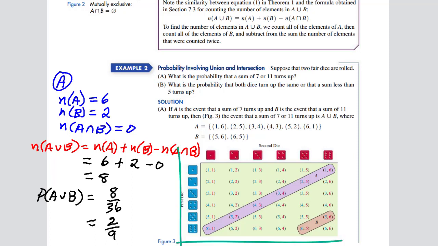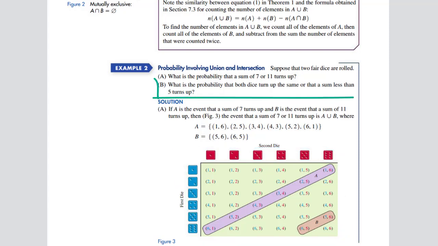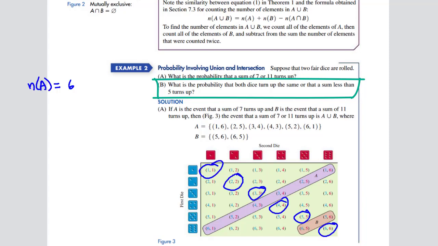If you take a look at figure 3, it also shows you that there's no intersection between the events A and B. Part B of example 2 is asking for the probability of rolling two dice and getting the same number on both of them, or getting a total on them that is less than 5. Once again, that or means union. So find the number of things in A, and I circle those in blue. Then in B, I circle those in red. And now the intersection are those things that have both the blue and red circle.